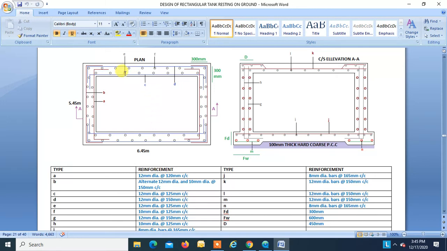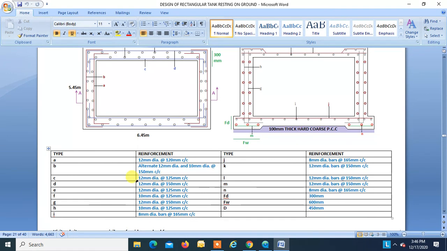Similarly, this is the vertical steel for the long wall on the liquid face side, that is E, 12 dia about 125 center to center. This is the vertical steel required at the outer face of the long wall, that is F, 10 dia about 125. Now this is section AA. So this is the vertical steel for the short wall. The vertical steel for the short wall on the liquid side face is G, that is 12 dia about 150, and on the outer face it is H, 10 dia about 125 center to center, and so on.